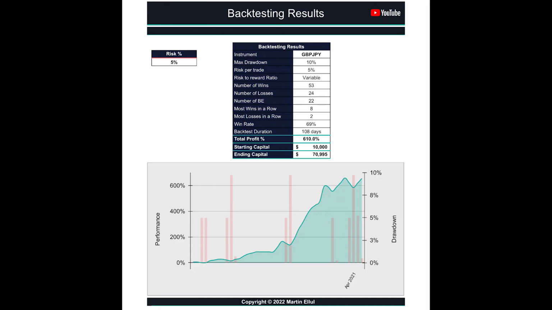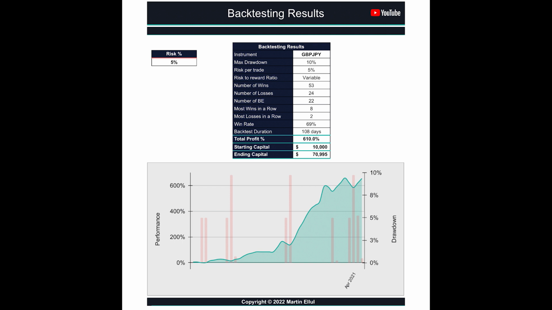There you go, guys, the results of the backtest on GBP JPY. We were risking 5% per trade. We had a maximum drawdown of 10%, which is extremely low over 108 days. We had a variable risk to reward ratio, as you may have seen on the backtest. We had 53 wins, 24 losses, and 22 trades that ended up in break even. We had a maximum of 8 wins in a row and a maximum of 2 losses in a row.